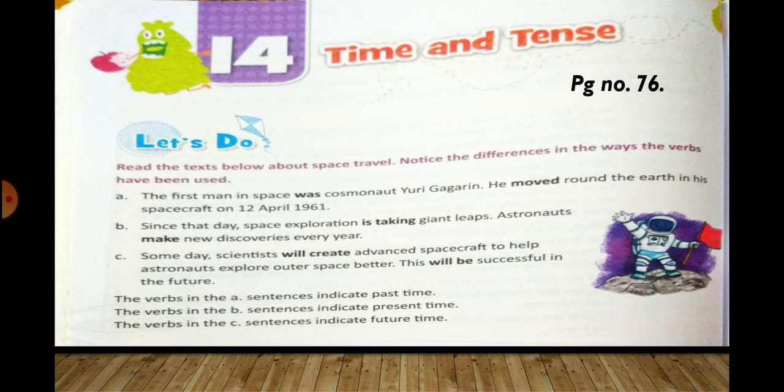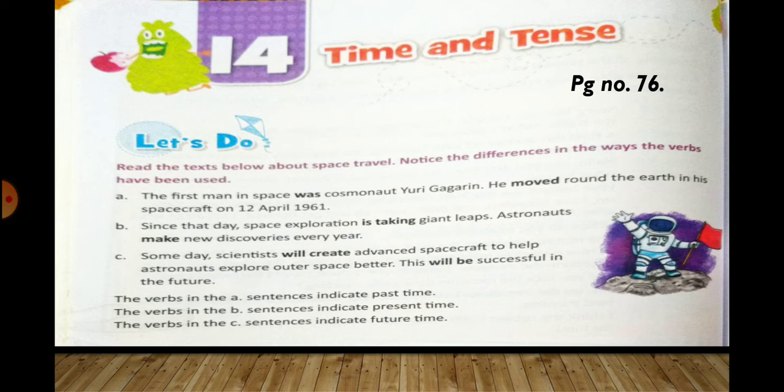So here is a short introduction that is given to us about space travel. Notice the differences in the ways the verbs have been used. Here we will see how the verbs have been used in each sentence. So let's start with sentence A.